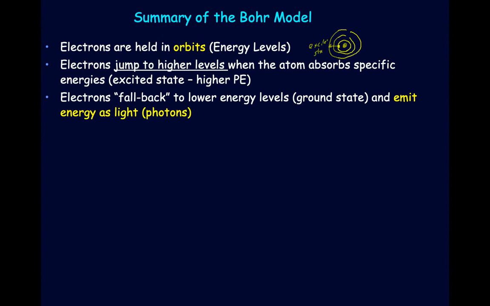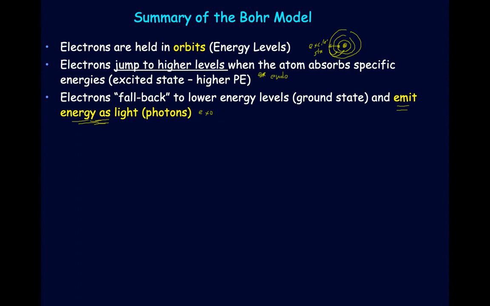Electrons don't stay up there for long. They fall back down to lower energy. So this electron will fall back to various energies below it. And when they do that, they're going to emit energy as light. This is the endo version, and this would be the exo version. You can emit this energy as light.